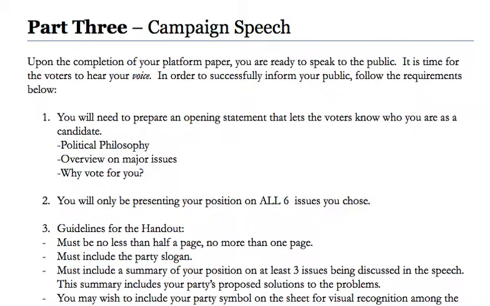So the first thing you need to do is prepare an opening statement, kind of letting everyone know who you are as a candidate. So if you got up to that podium, you would tell everyone about your political philosophy. You would tell everyone about the major issues that you and your campaign are concerned with and why people should vote for you. Then you will be presenting your position on all 6 issues. So all 6 issues need to be shortly explained, what you feel about them, and how you're going to solve those issues.